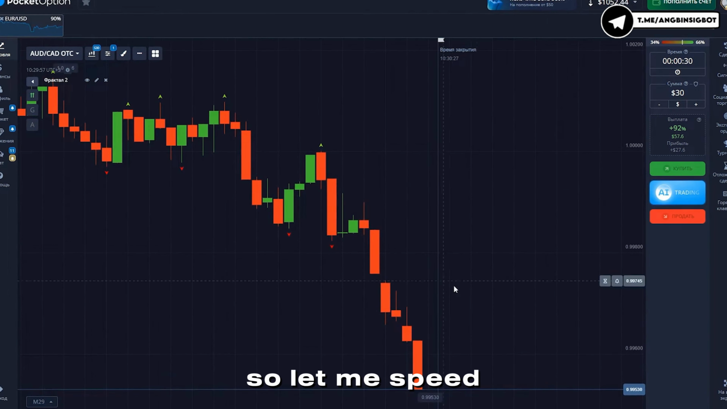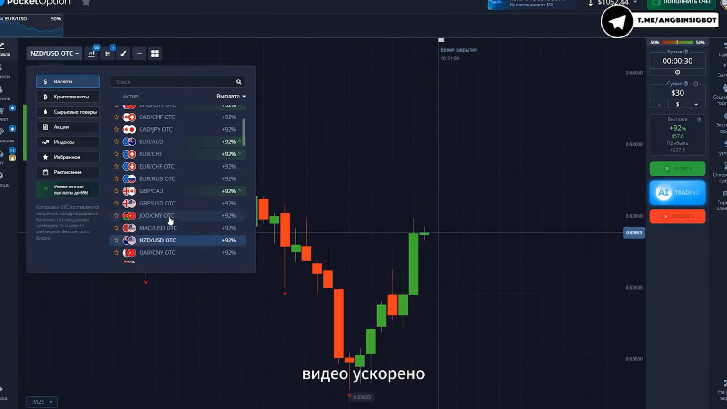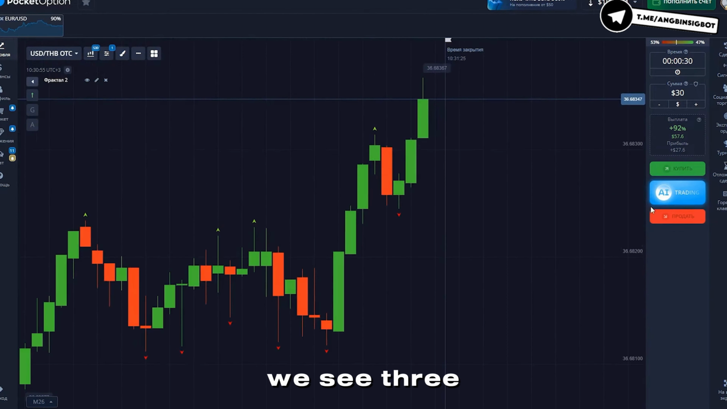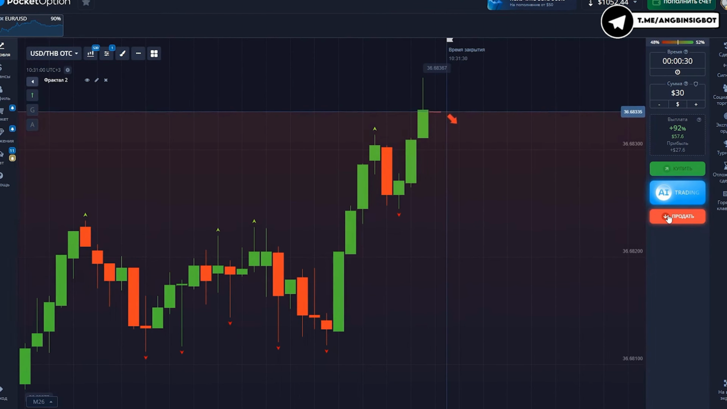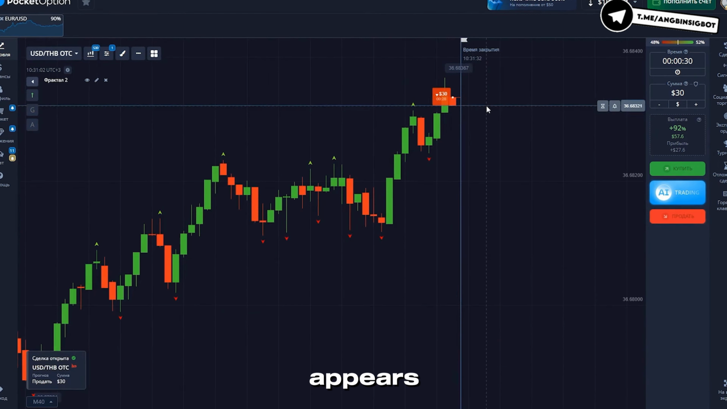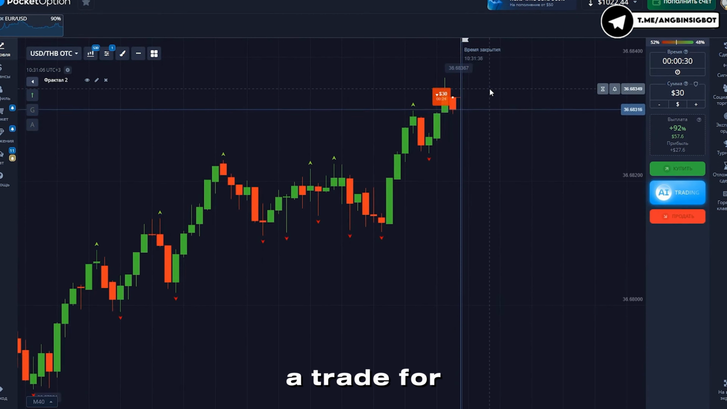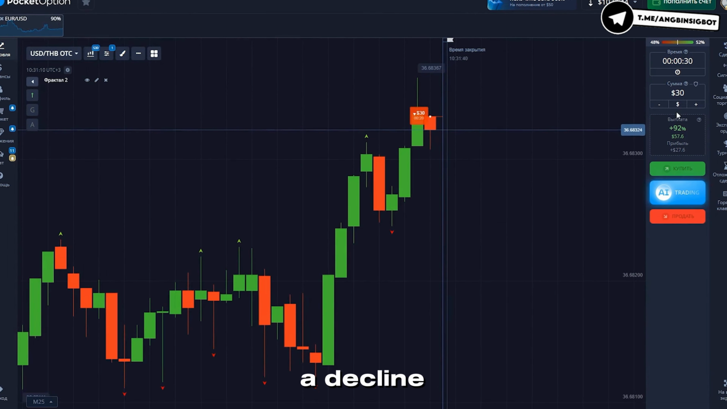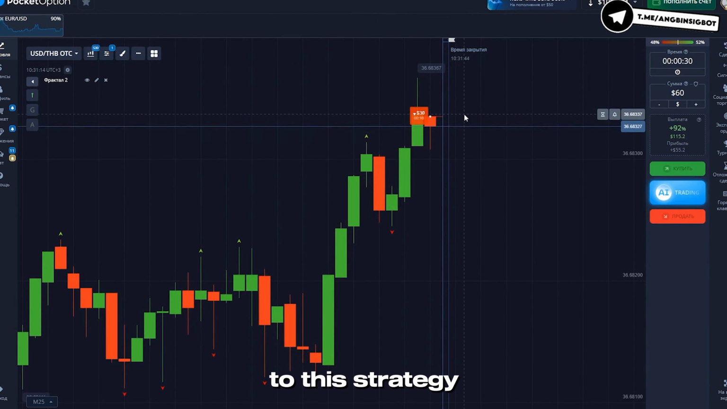So, let me speed up the video and show you a few trades as an example. USD/THB OTC. We see 3 large candles going up. There is also a good shadow for selling. As soon as a new candle appears, and if the third candle closes green, I will open a trade for a decline. Yes, that's exactly what happened. I opened a trade for a decline. We see a strong downward impulse.